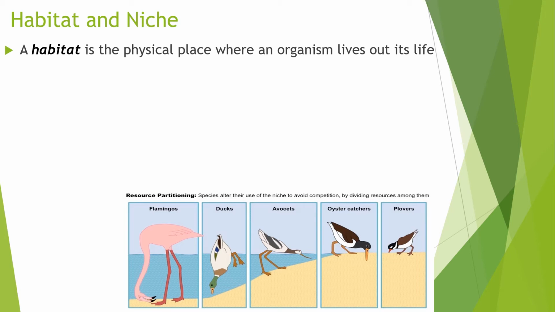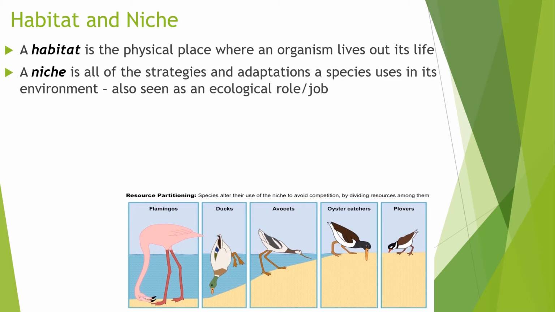But a habitat is just the physical place where an organism lives out its life. Then we've got niche. It's a weird word. It's spelt kind of weird. It's said kind of weird, but it's pronounced niche. And it's all of the strategies and adaptations a species uses in its environment. A niche is also seen as an ecological role or a job.